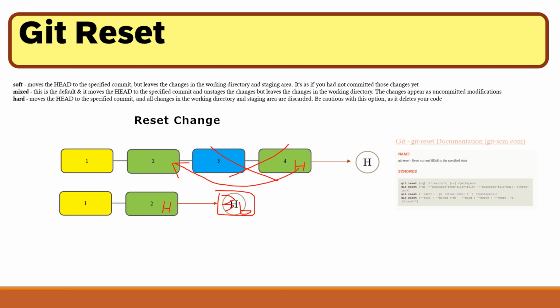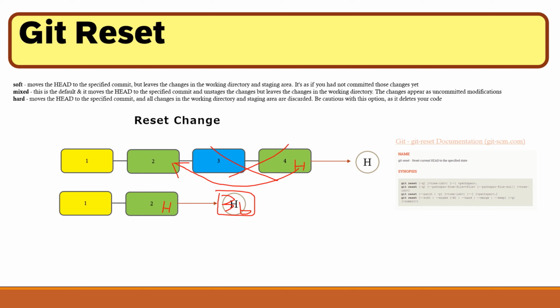So the changes appear as uncommitted modifications. And then there's the hard reset, which is the most sensitive one and you have to be cautious with it. So the hard reset moves ahead to the specified commit and all changes in the working directory and staging area are discarded. Obviously this is deleting files, so you have to use it with caution. So with the mixed one, because this is default, which moves the specified head to the commit and unstages the changes, but it leaves the changes in the working directory. So the changes appear untracked and uncommitted. And with that said, even though you move the head to a previous commit, your working directory stays the same.